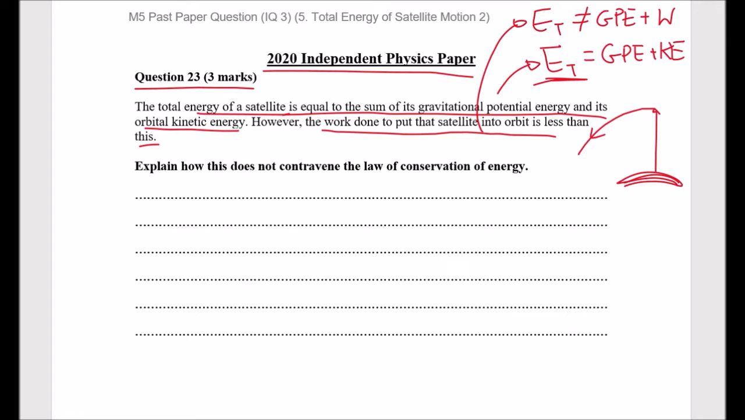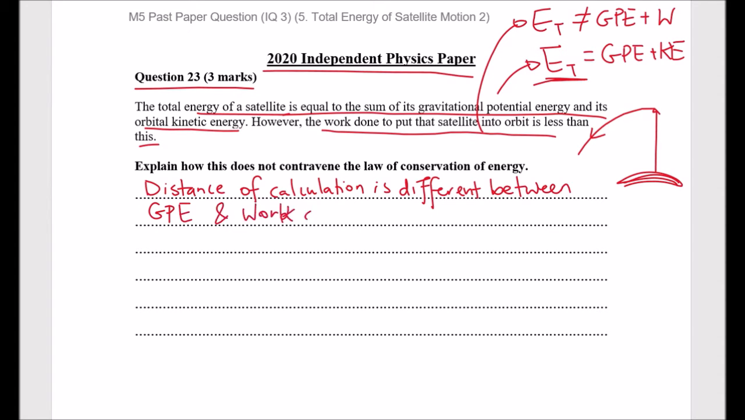So the main thing that's different between the two is the distance. The distance of calculation is different between gravitational potential and work done. Okay, why is that the case?